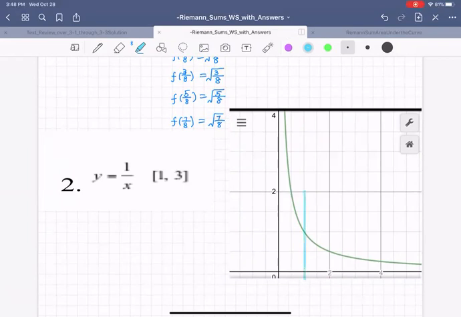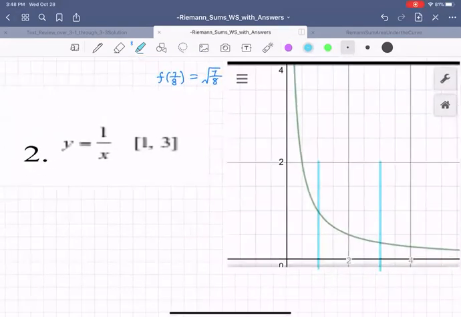This is 1. This is 3. Now, based on this, we are going to do the left Riemann sum first, okay? So we do full intervals.